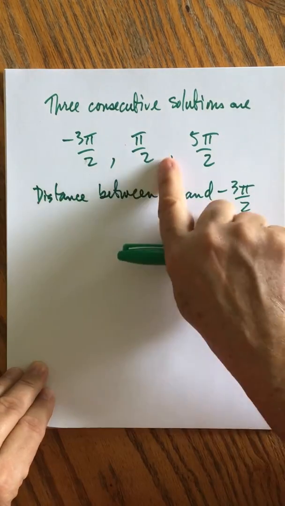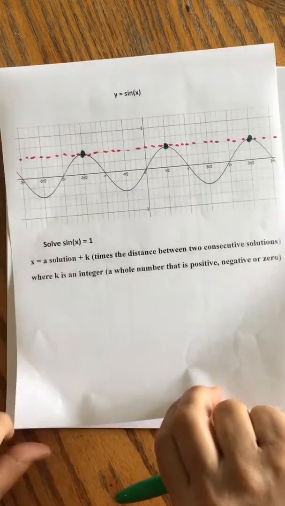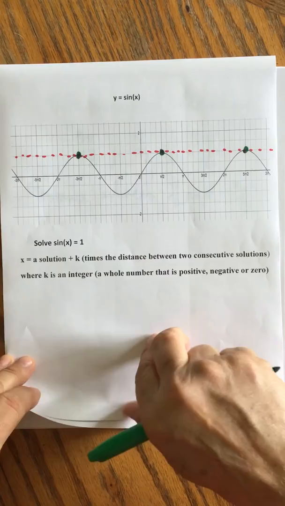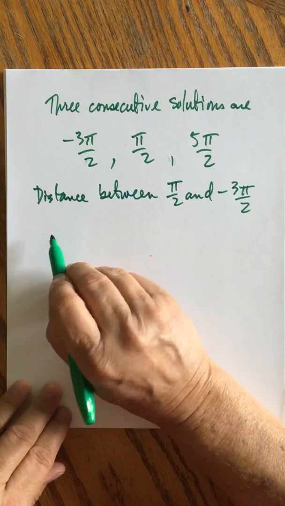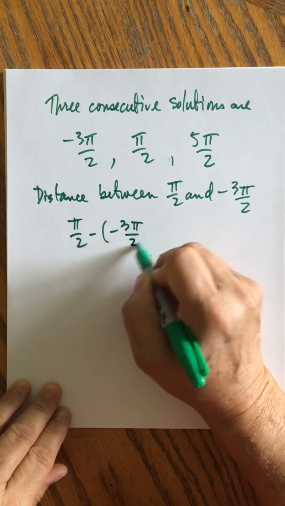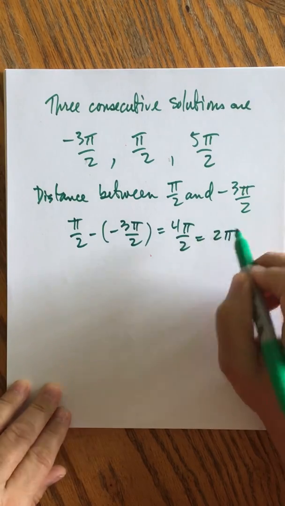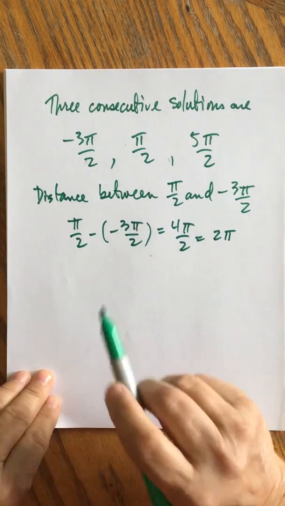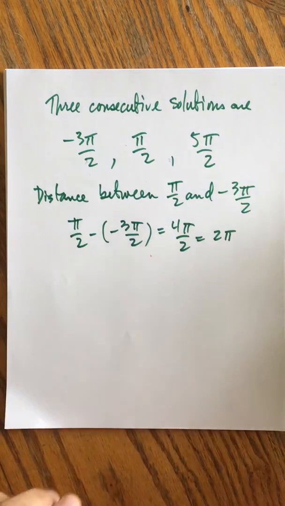Well, remember, it's end minus beginning, and as you're reading from left to right, pi over 2 is further than negative 3 pi over 2, so this is my end minus beginning. So here's pi over 2 minus a negative 3 pi over 2 is 4 pi over 2, which is going to be 2 pi when I reduce it. All right, so we know that distance from here to here is 2 pi. Let's go ahead and do that in a different color.